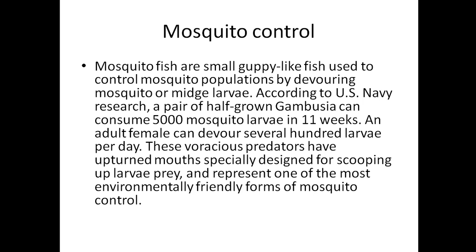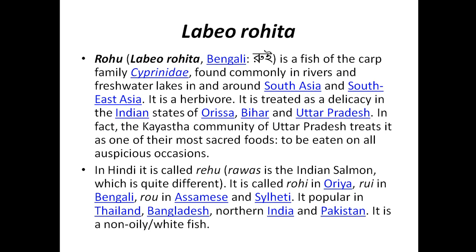This is a fish that has been extensively used for mosquito control because they are voracious feeders. A pair of half-grown Gambusia can consume 5,000 mosquito larvae in 11 weeks. They have an upturned mouth and it is easy to scoop the mosquito larva. And it has become a friendly form of mosquito control. But now there are some problems because their population is increasing and it is affecting the local fishes.